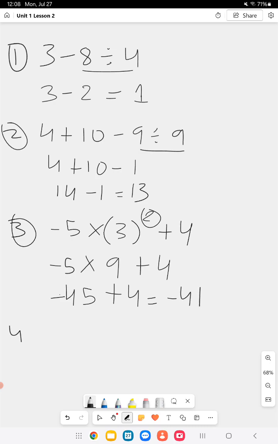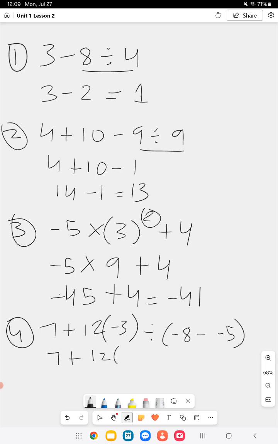And for our last question, we are solving 7 plus 12 times negative 3 divided by negative 8 minus negative 5. So first of all here, we will be solving the parentheses, because parentheses are the first thing in our steps. So we write the same thing, 7 plus 12 times negative 3 divided by, and we can rewrite this as negative 8 plus 5, which will be negative 3. And then we can solve it from there.